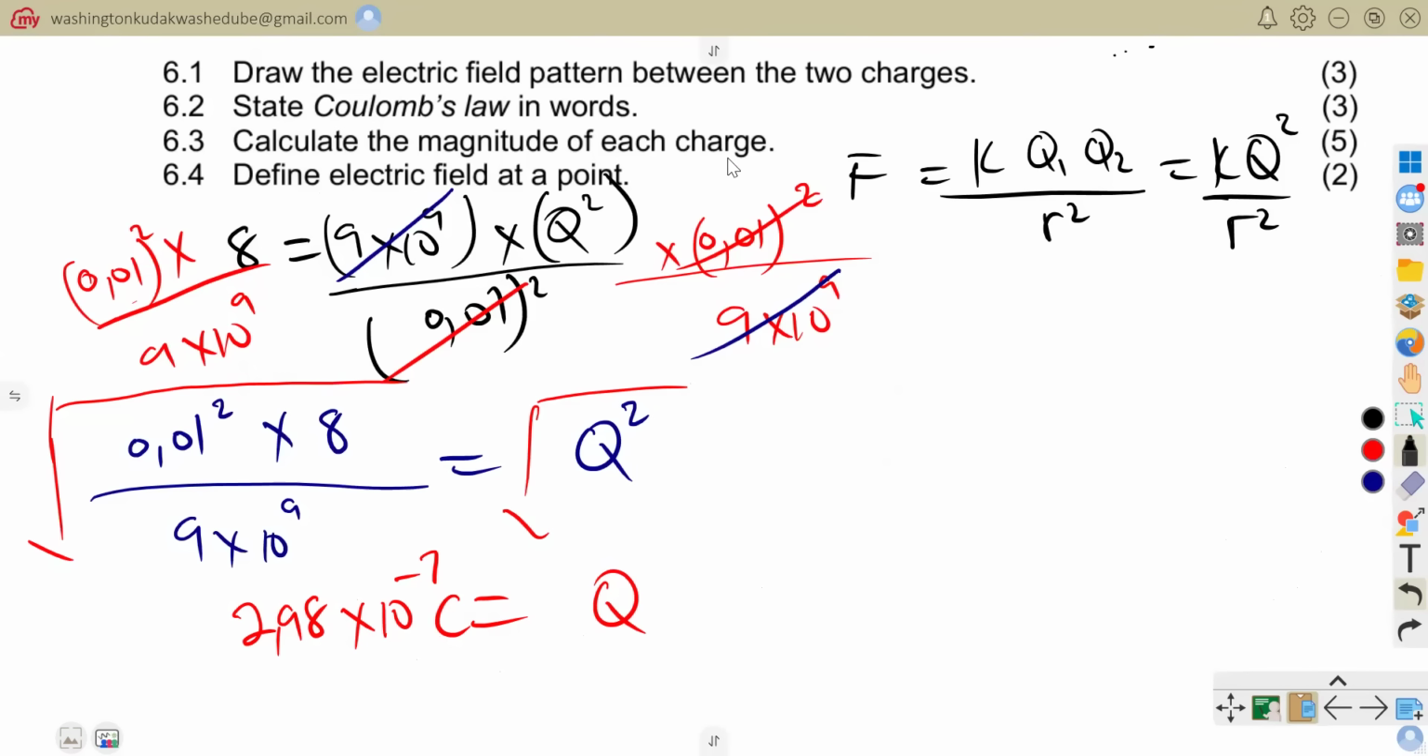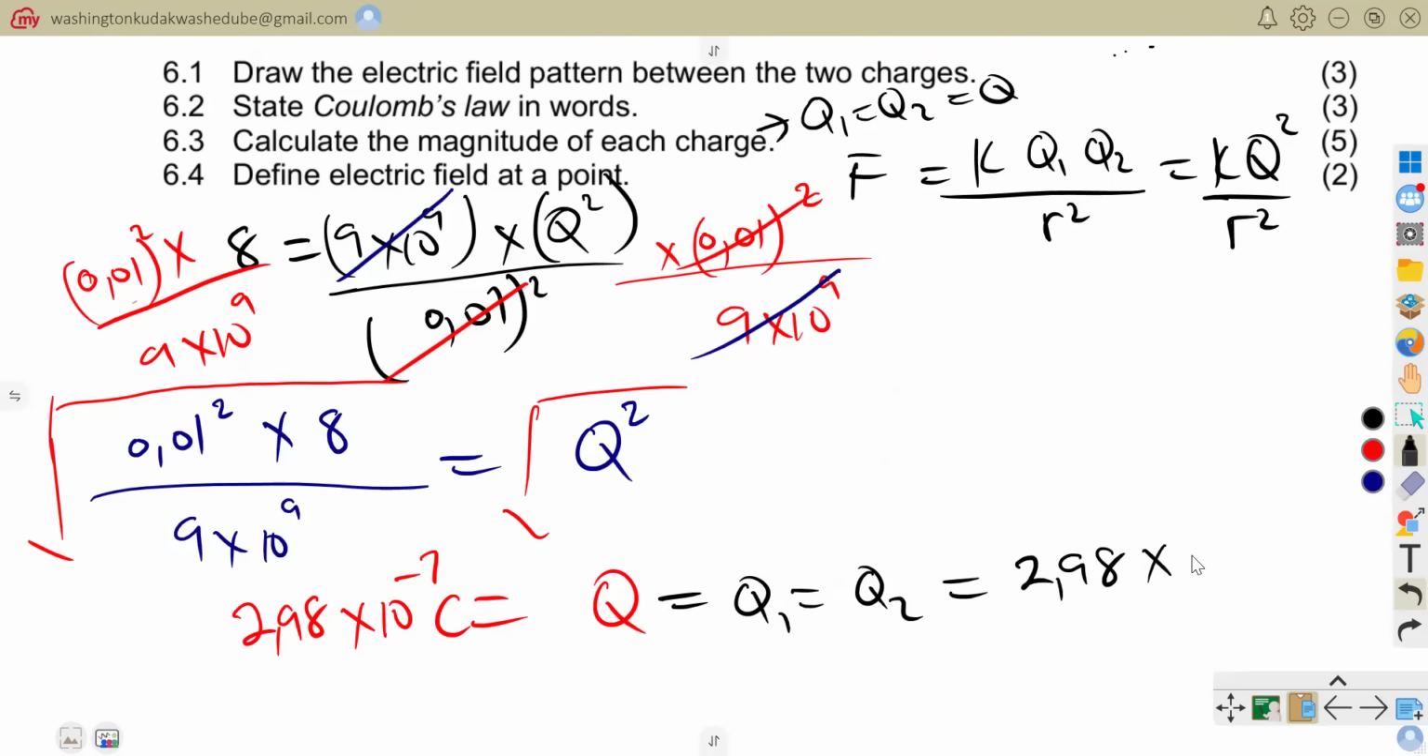That becomes Q. So the magnitude of each charge, because we are saying Q1 is equal to Q2, which is equal to Q. That is to say Q1 is equal to Q2. That is equal to what? 2.98 times 10 power minus 7 coulombs.